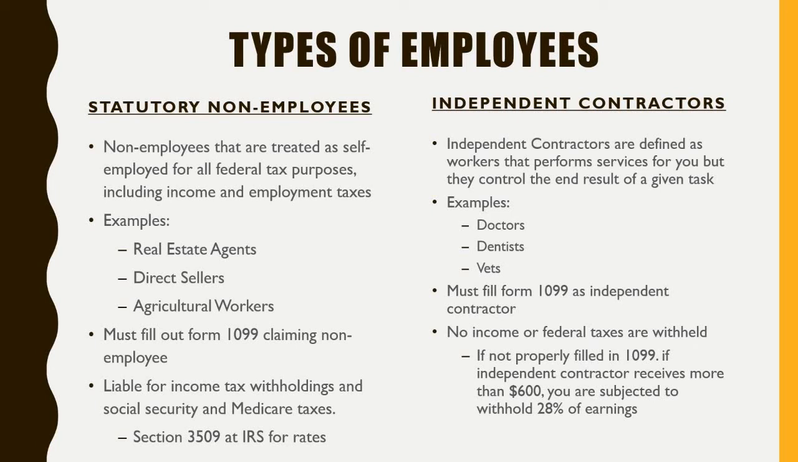Now, again, what independent contractors do is they must fill out a 1099 form indicating that they are an independent contractor, and they are also responsible to pay their own income tax withholding. That means no income or federal taxes are withheld by the company. These individuals have to pay taxes separately on their own because they are self-employed. They work for themselves, so they must be responsible to pay for their taxes as well. Okay. Any questions here?